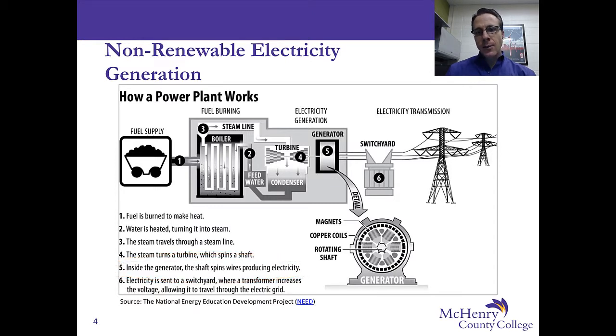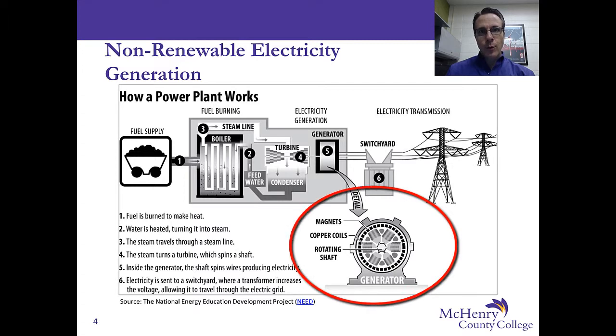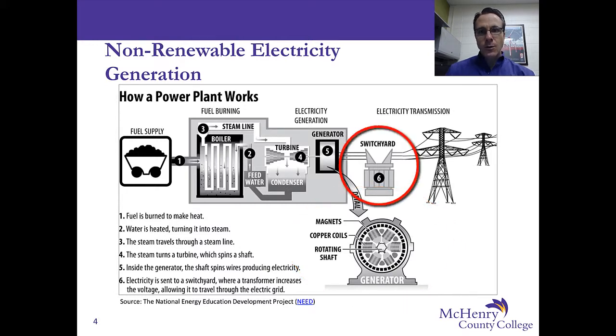And we see we have a detail here of a generator. This is the same detail that I used in the previous presentation. And we have, of course, copper coils spinning in relation to these magnets. When this happens, you get electricity generated. And number 6 explains that it first goes through what's called a switchyard. In a switchyard, the voltage of the electricity is stepped up.